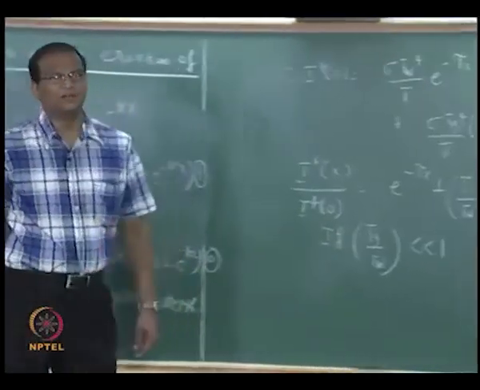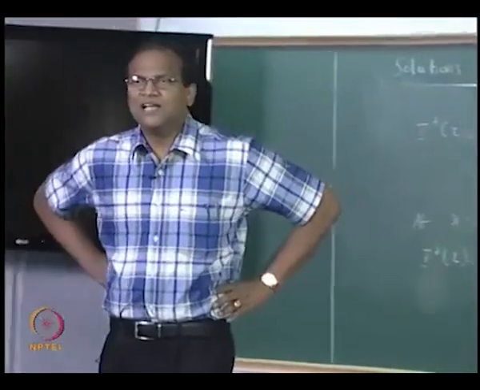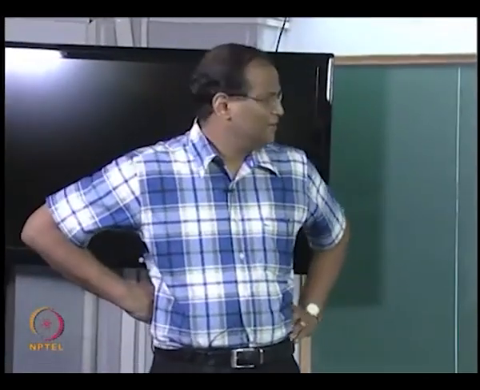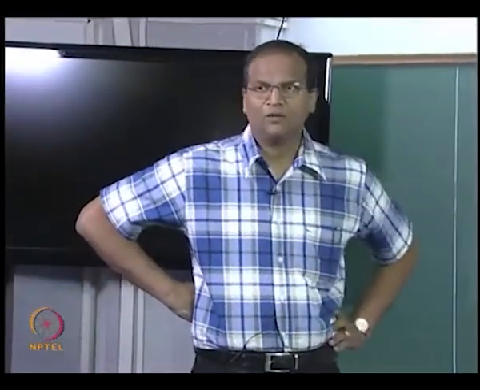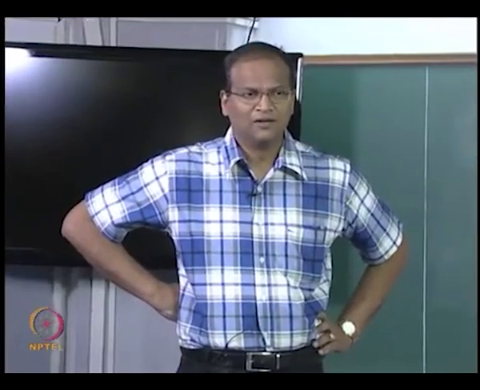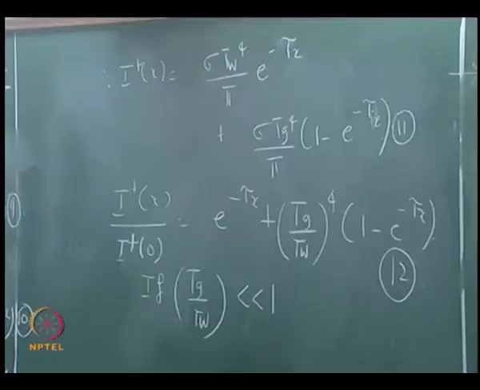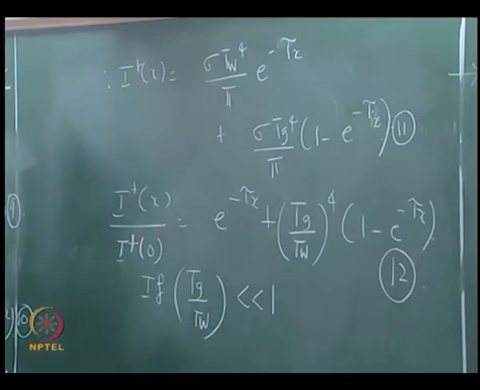If Tg by Tw is much less than 1, that is, if the gas temperature is 300 Kelvin and the wall temperature is 1500 Kelvin, then Tg to the power of 4 by Tw to the power of 4 is very small. What happens in the second term? And then this reduces to what? It reduces to the Beer-Lambert's law.